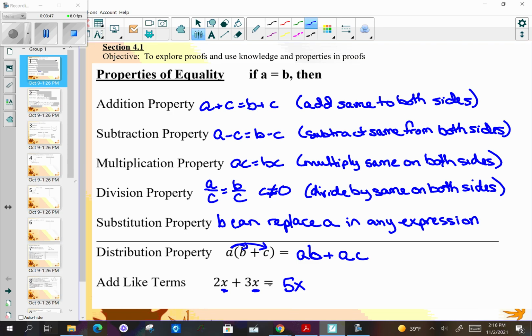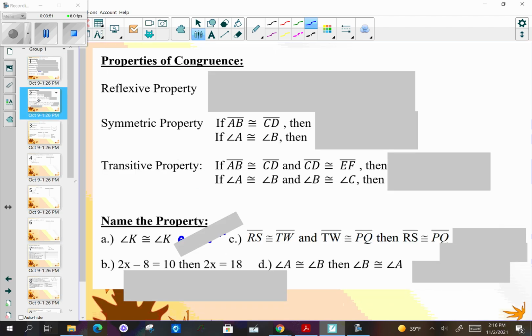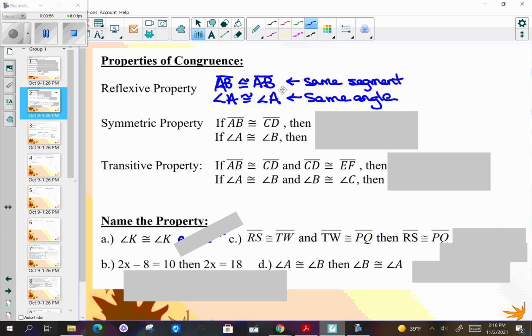In geometry, we also have some called properties of congruence. The first property of congruence is the reflexive property. In the reflexive property, we're basically saying something is congruent to itself. So we've got segment AB is congruent to segment AB. Or angle A is congruent to angle A. Why are they congruent? Well, because they're the same segment or they're the same angle, which sounds super silly right now. But when you get into proofs and some of our pictures are overlapping on each other, we're going to have the same segment in multiple pictures.